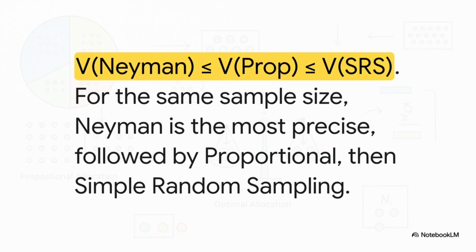Proportional is smarter than SRS because it gets rid of the between-group variation. And Neyman is smarter than proportional because it also accounts for the variation within the groups. It's a clear ladder of statistical power.